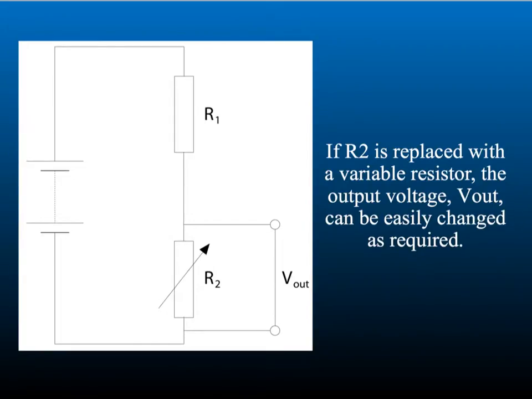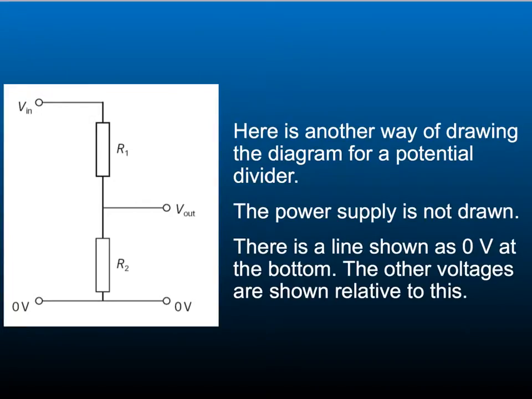If we change one of the resistors to a variable resistor, like this one here in R2, then we can change the resistance, so therefore we can change the voltage out across that resistor as we require. Here is another way of drawing the diagram for a potential divider. The power supply is not drawn. There's a line to show 0 volts at the bottom, and the other voltages are shown relative to this. So we've got V out and V in.